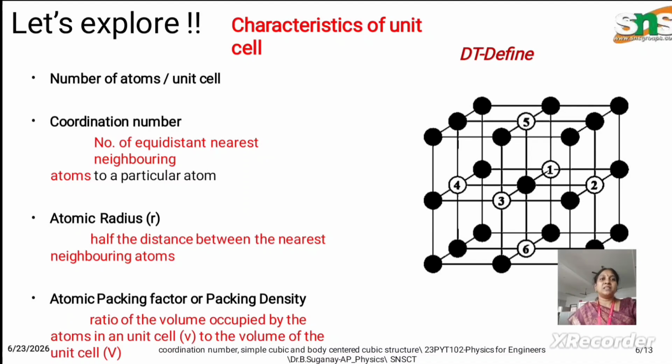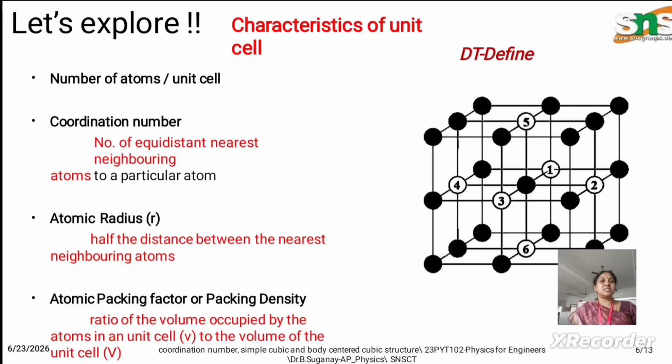Let's explore the characteristics of unit cells. What are the parameters we are going to discuss? First one is number of atoms per unit cell. Next is coordination number, then atomic radius, and atomic packing factor or packing density. So what is the number of atoms per unit cell?